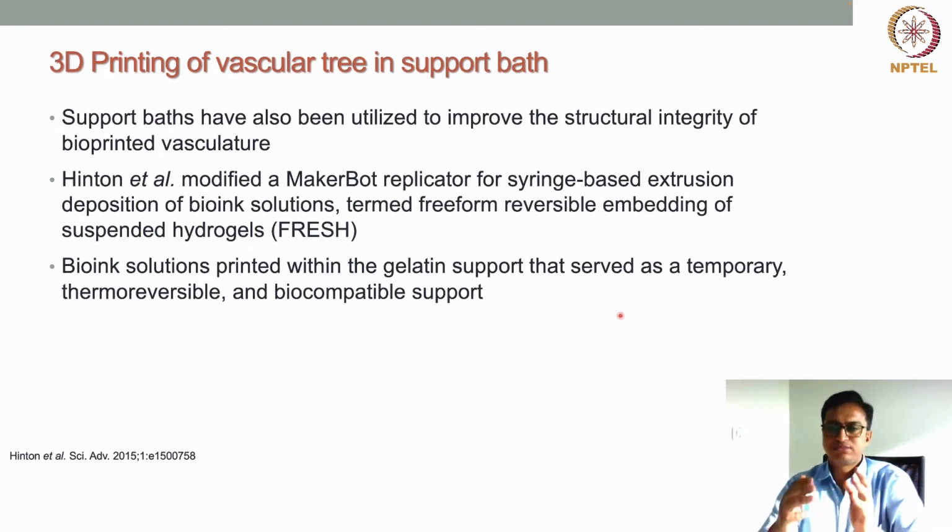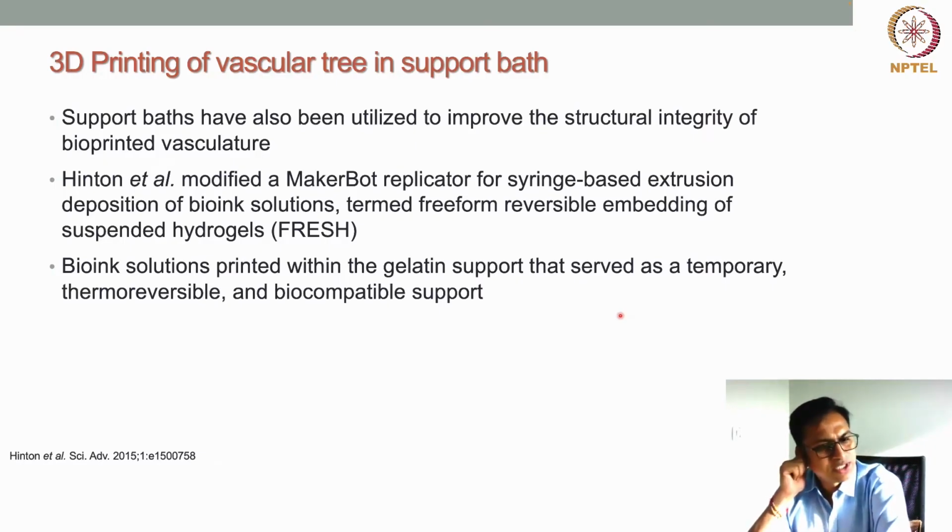the vascular network, vascular channels or vascular structure is not self-supporting, and they just collapse, or, as we have already seen in one study, spreading of the bottom layers happens due to gravity. So one way to tackle that is 3D printing in a support bath. That concept we have seen earlier. One such attempt was made by Hinton et al., where they used a support bath material to improve the structural integrity of the bioprinted vasculature.